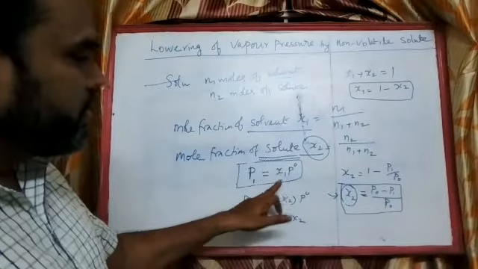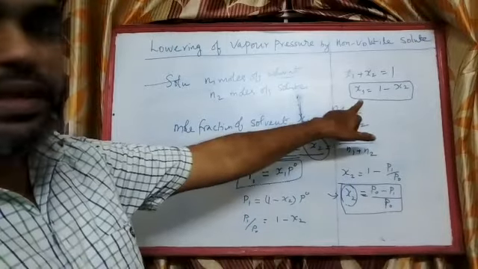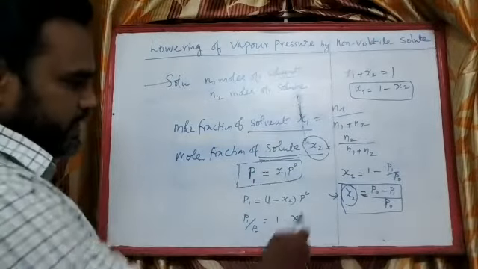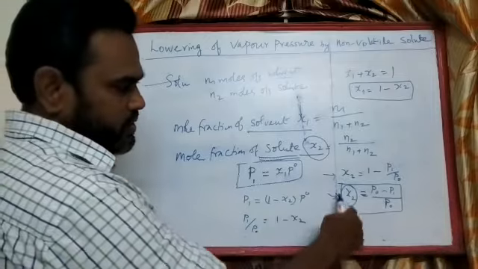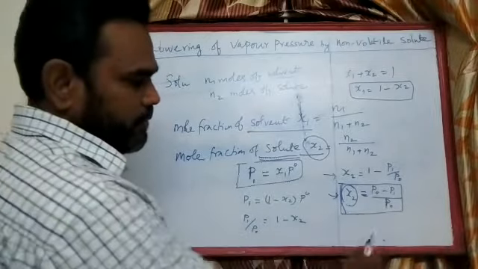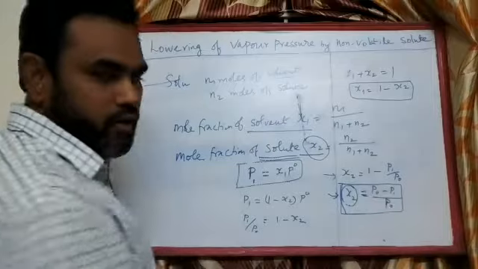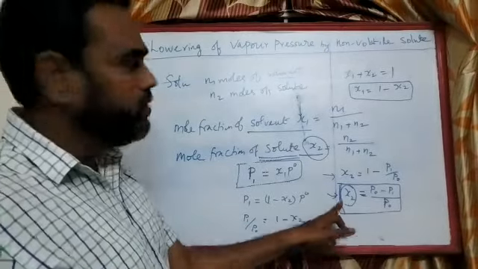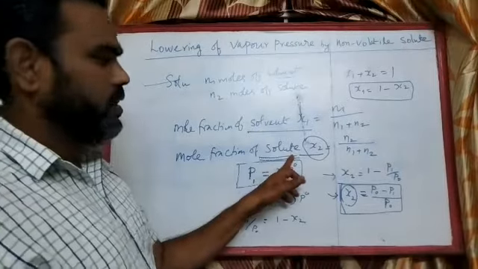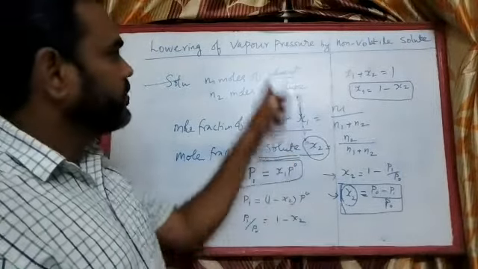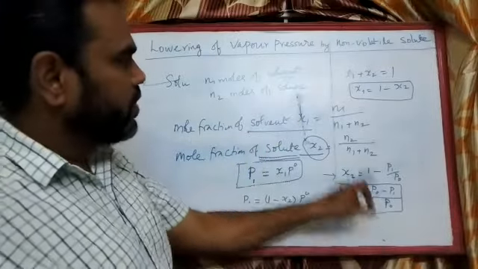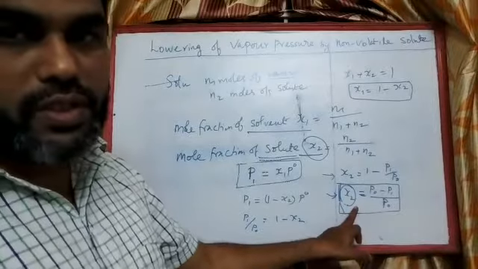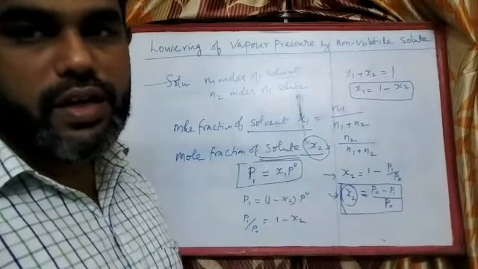Now x1 is taken from here. So upon substituting, I get (1 minus x2) P0. From this I calculate x2, and x2 is nothing but (P0 minus P1) by P0. This is nothing but the relative lowering of vapor pressure, which is equal to x2, the mole fraction of the non-volatile solute. So from this we prove that vapor pressure lowering is a colligative property. Vapor pressure is lowered upon addition of a non-volatile solute.